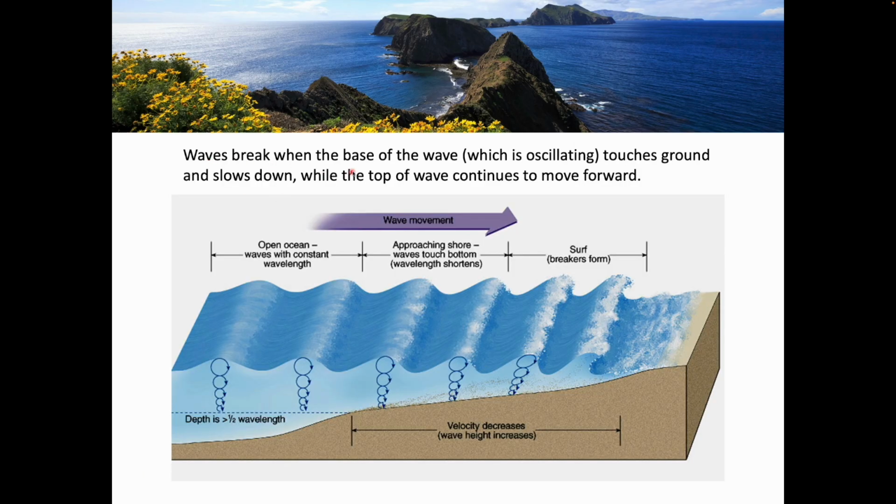Waves break against the beach when the base of the wave, which is oscillating, touches the ground and starts to slow down, while the top of the wave continues to move forward. So as your wave approaches the shore, the wave base will begin to drag along the seafloor, which causes the base of the wave to slow down and the top of the wave to keep moving at the same speed. Eventually, it starts to sort of topple over. It piles up and topples over, and that's when your wave breaks.